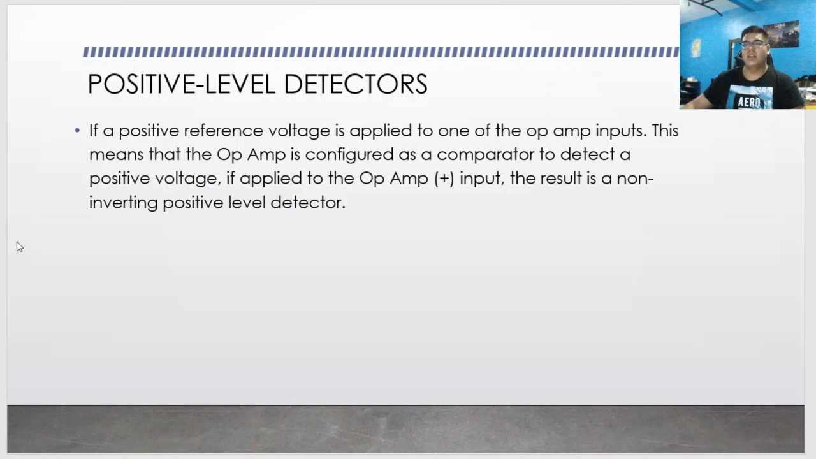Positive level detector. If a positive reference voltage is applied to one of the op amp's inputs, this means that the op amp is configured as a comparator detector. If a positive voltage is applied to the positive input, it results in a non-inverting positive level detector.